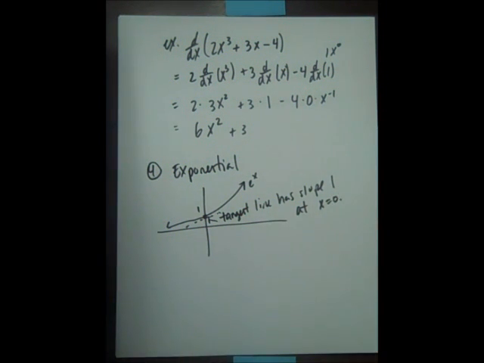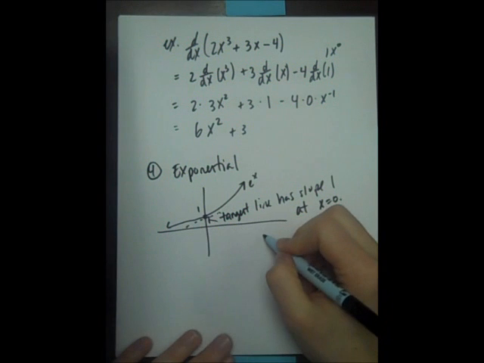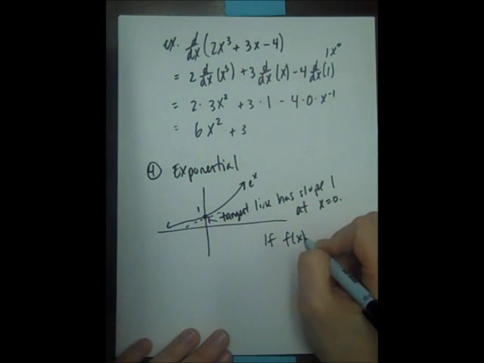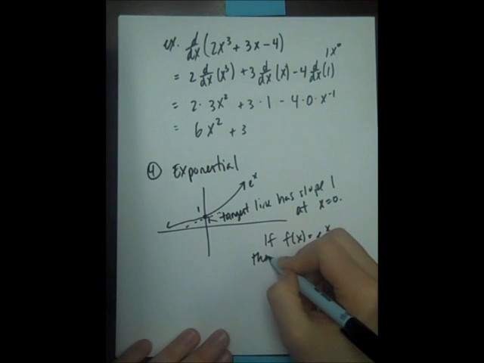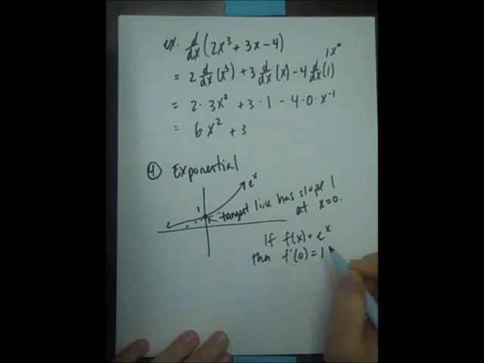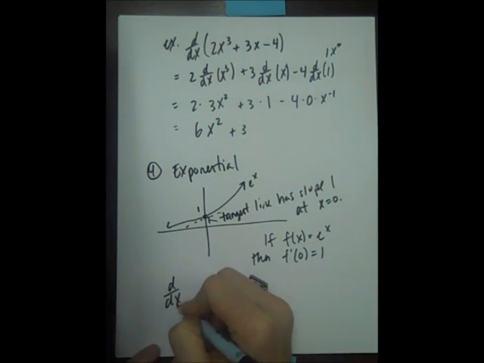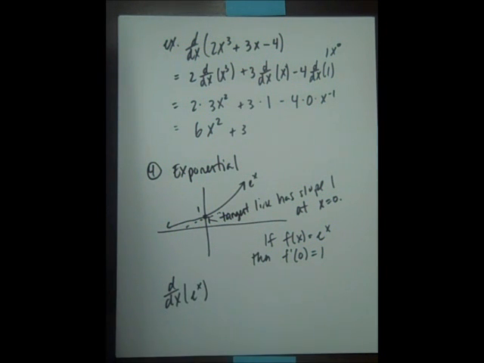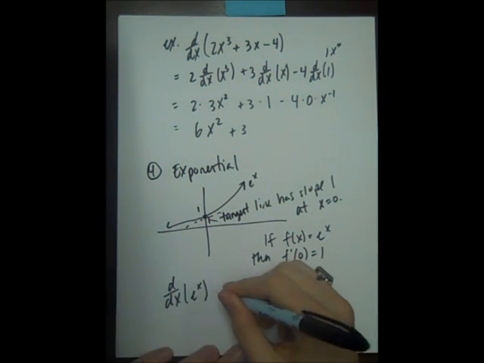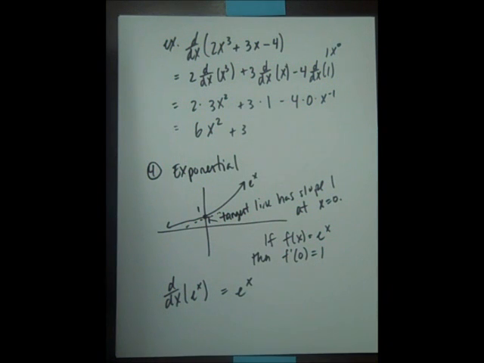That was how we kind of developed this e. What that means is that if f of x is e to the x, then f prime of 0 was 1. So f prime of 0 being 1 meant that when I take the derivative and plug in 0, I better get 1. This leads us to the rule about taking the derivative of e to the x. So if e to the x was not your favorite function before, now it should be, because the derivative is just itself. So the derivative of e to the x is just e to the x.